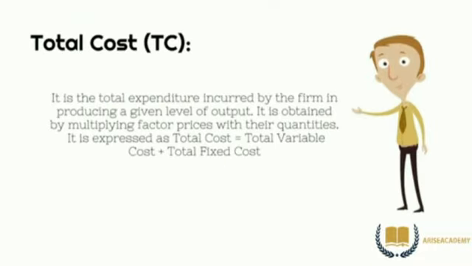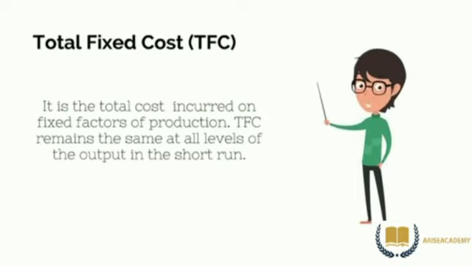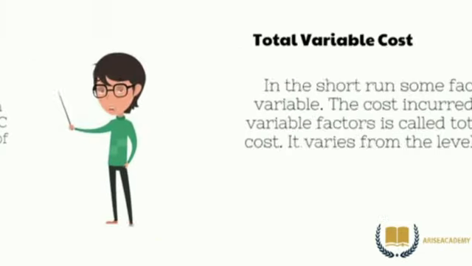Total cost is the total expenditure incurred by the firm in producing a given level of output. It is obtained by multiplying factor prices with their quantities. It is expressed as total cost = total variable cost plus total fixed cost. Total fixed cost is the total cost incurred on fixed factors of production. TFC remains the same at all levels of the output in the short run.